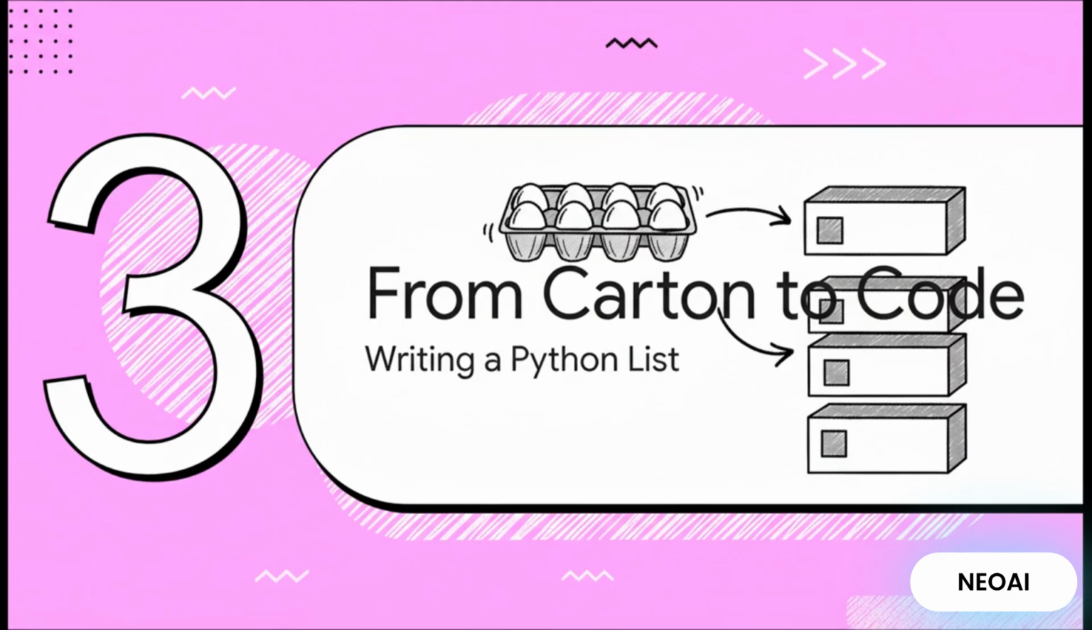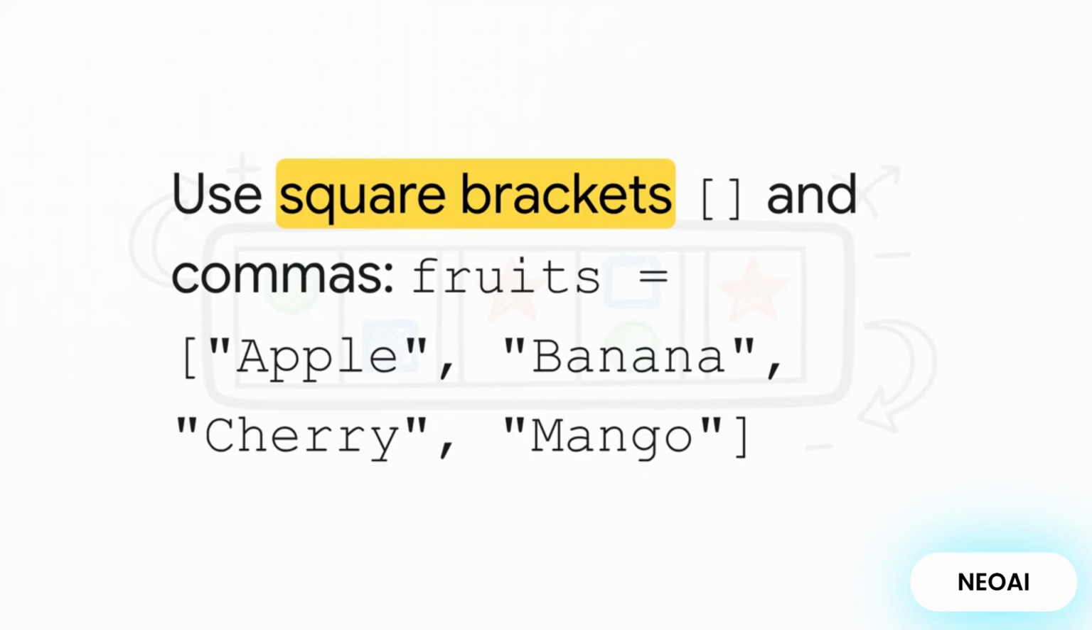Okay, so that's the idea, the analogy. But how do we take that real-world egg carton and turn it into something the computer understands? Let's take a look at the actual code. And there it is. This is a real Python list. Now, notice a couple of really important things here. The whole collection, all our fruits, are wrapped up in those square brackets. And then each item inside is separated by a comma. And just like that, our fruits variable isn't just one jar anymore. It's holding 4 different items. Our basket is officially built.